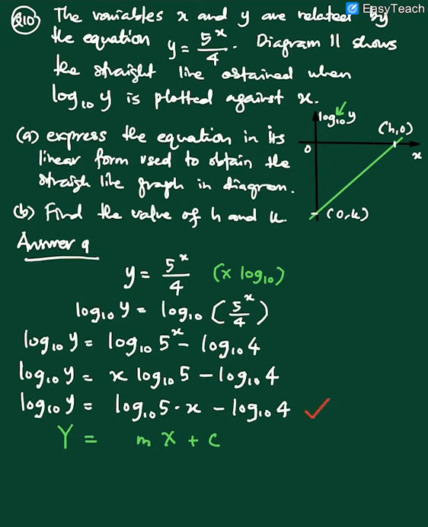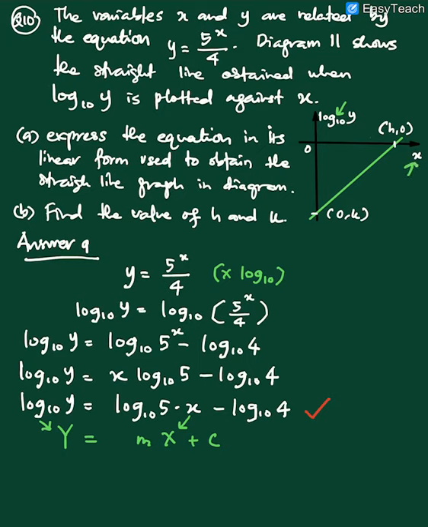Express the equation in its linear form to obtain the straight line graph. So how do you know that? Because from the graph, this is our y-axis and this is our x-axis, same as here.